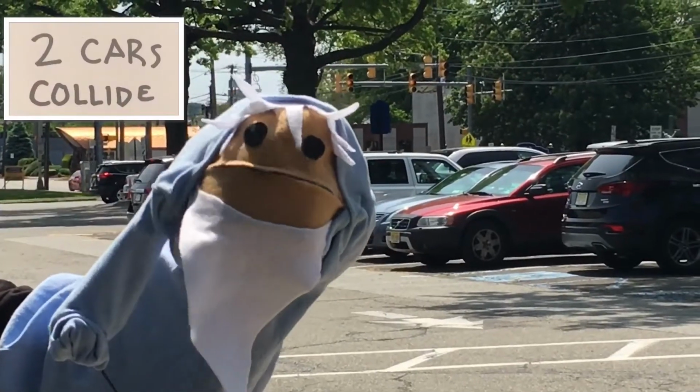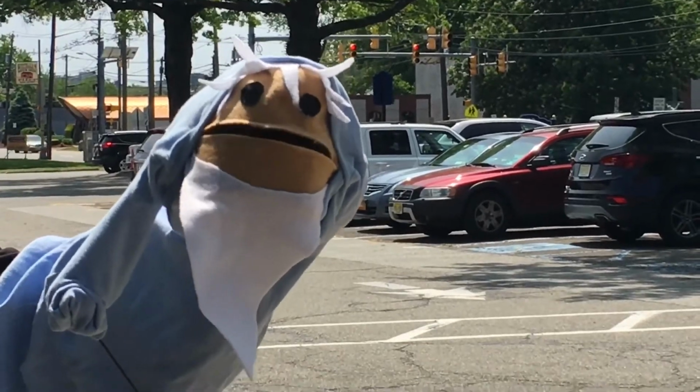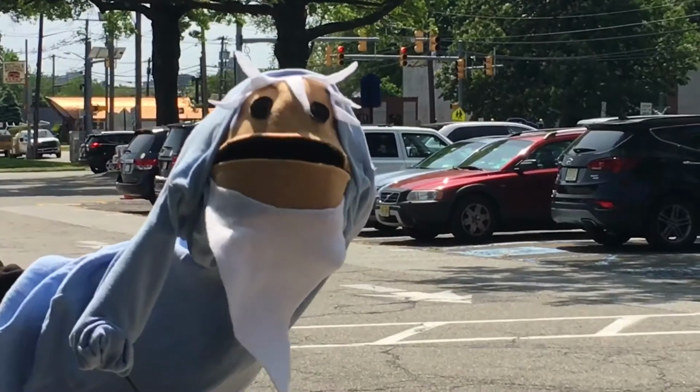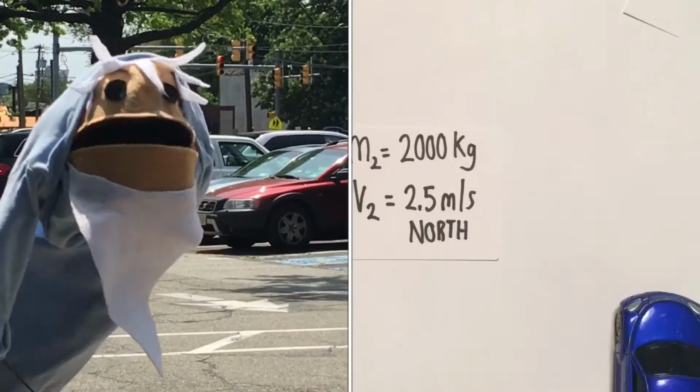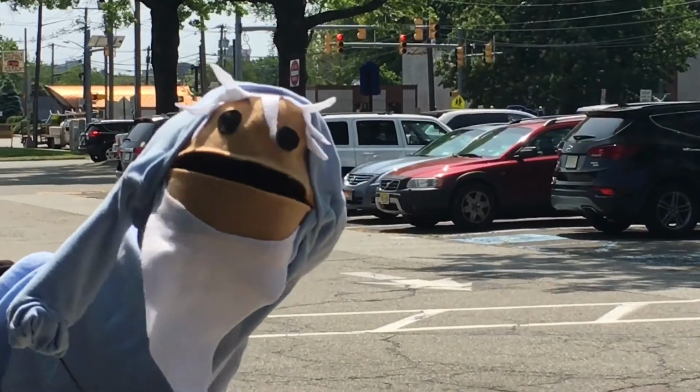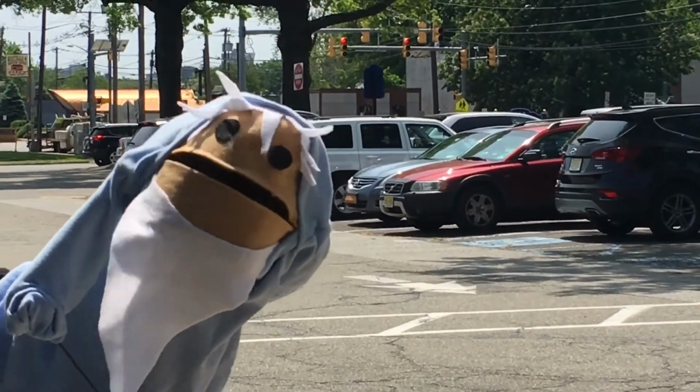Cars collide. Before collision, car 1 with mass 1,000 kilograms moves east at 6 meters per second. Car 2 is 2,000 kilograms and moves 2.5 meters per second north. They tangle when they collide. With what velocity and what direction do they move after the collision?